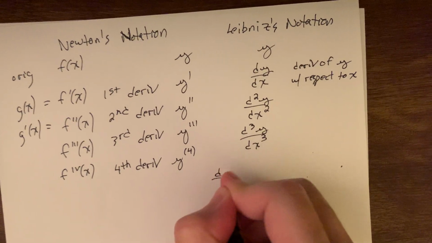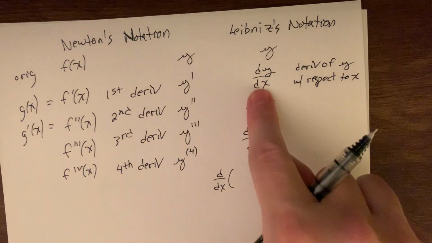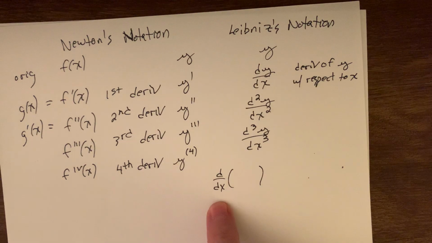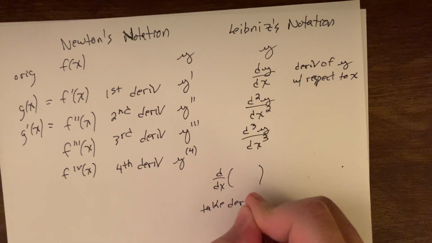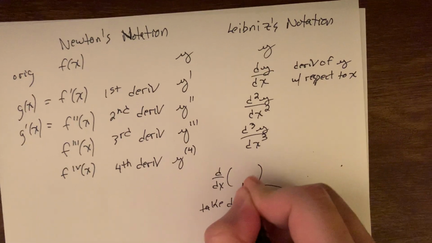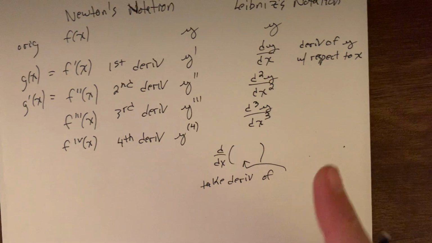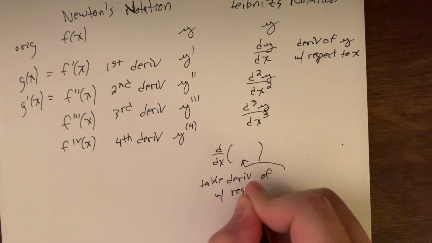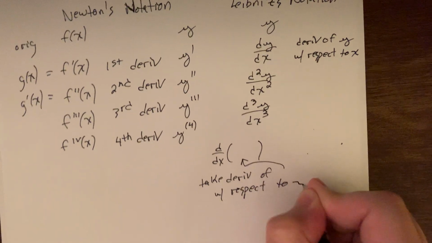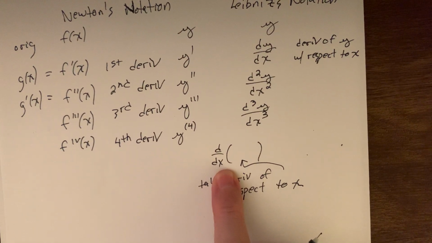Just when you see d over dx, that's not the final notation for the answer. That's just the notation that's telling us take the derivative of whatever is inside the parentheses. Again, technically it's telling me take the derivative of this with respect to x. But again, for right now, just more notation for find the derivative.